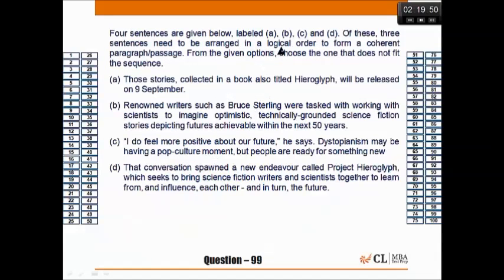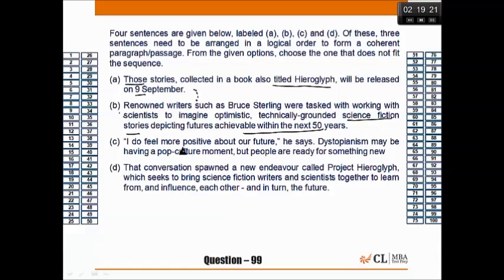A. Okay, what is this? This is another one. Those stories collected in a book, also titled something, will be released on 9th September. Okay. Renowned writers such as Bruce Sterling were tasked with working with the scientists to imagine optimistic, technically grounded science fiction stories depicting futures achievable within the next 15 years. Those stories, so there seems to be some sort of connection.